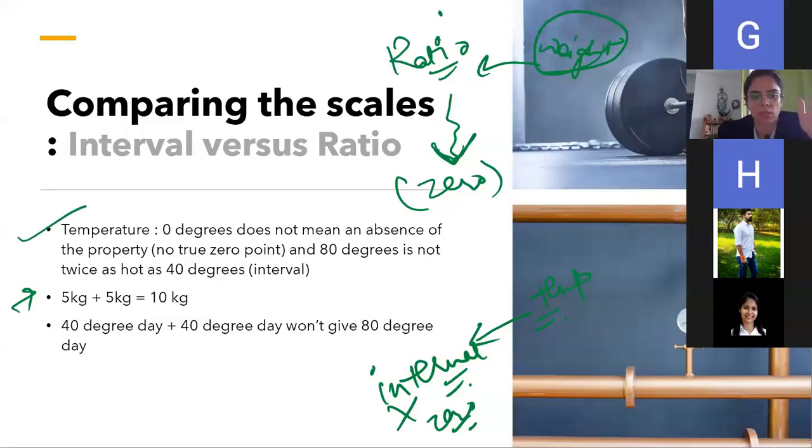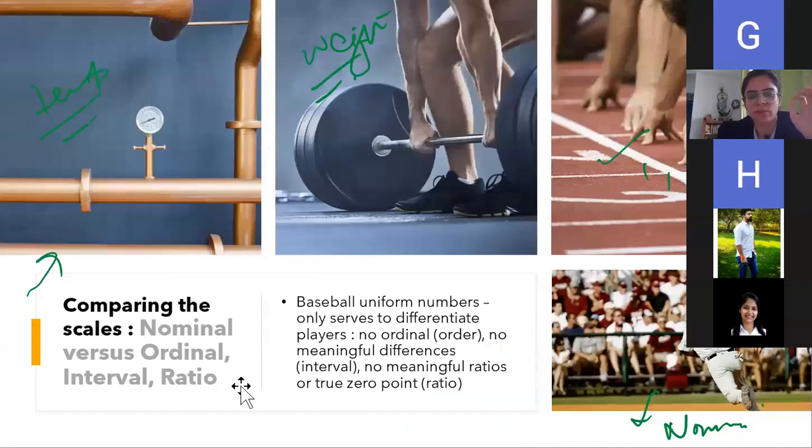Okay. Third is, what is the difference between nominal versus ordinal, interval, and ratio? Let's compare all four. Let's compare nominal with all three. So nominal has, nominal is the base, the uniform numbers, this one, right?